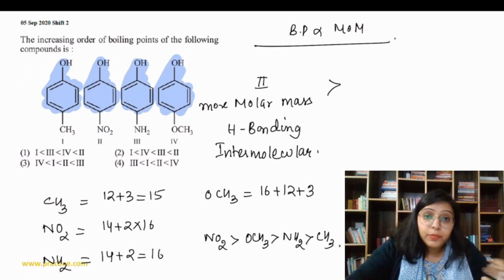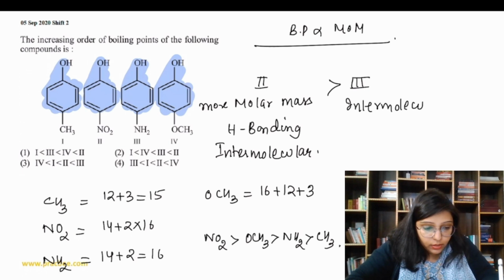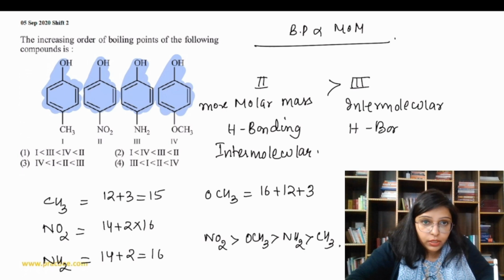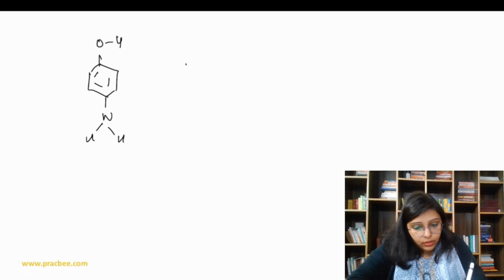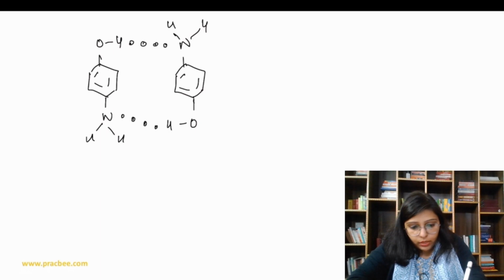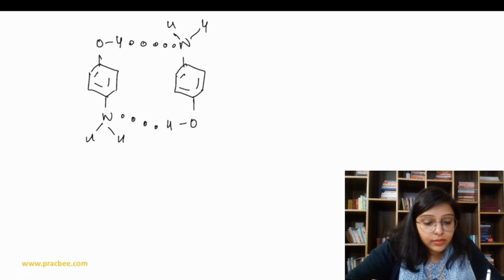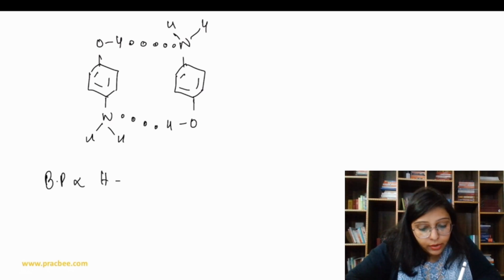After the second, we should be having the fourth one, but the fourth one will not be there. It is going to be the third one. Why? Due to intermolecular hydrogen bonding. So see, if we have OH and NH2, and if we write NH2 like this and OH like this, then there is hydrogen bonding between nitrogen and hydrogen. Now due to the hydrogen bonding, what happens? The boiling point increases, right? Boiling point is directly proportional to hydrogen bonding.